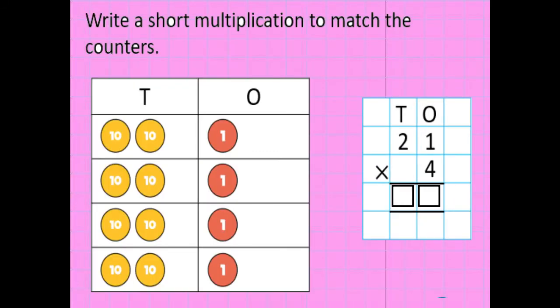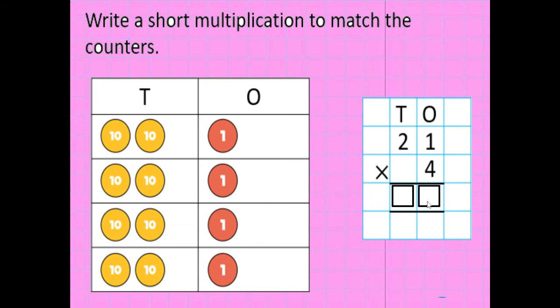Okay, let's jump forward. So I want you to write, so this is sometimes known as short multiplication as well as column multiplication. Okay, so we've got our counters over on this side. Okay, but we need it to match. So we've got 4 lots of 21. So pause the video, work it out, and come back when you're done.